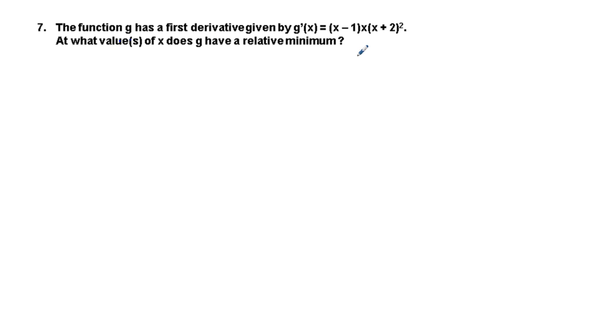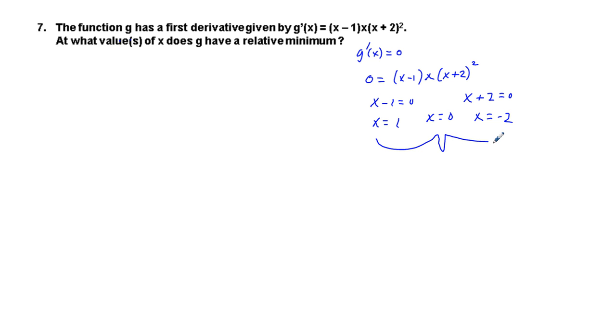Well, we have critical numbers where g prime of x equals 0. So we say 0 equals (20x minus 1) times x times (20x plus 2) squared. Using the zero factor property, we have a critical number where x minus 1 equals 0, where x equals 0, and where x plus 2 equals 0. Solving for x, we have x equals 1, x equals 0, and x equals negative 2. These three numbers are what we call our critical numbers.